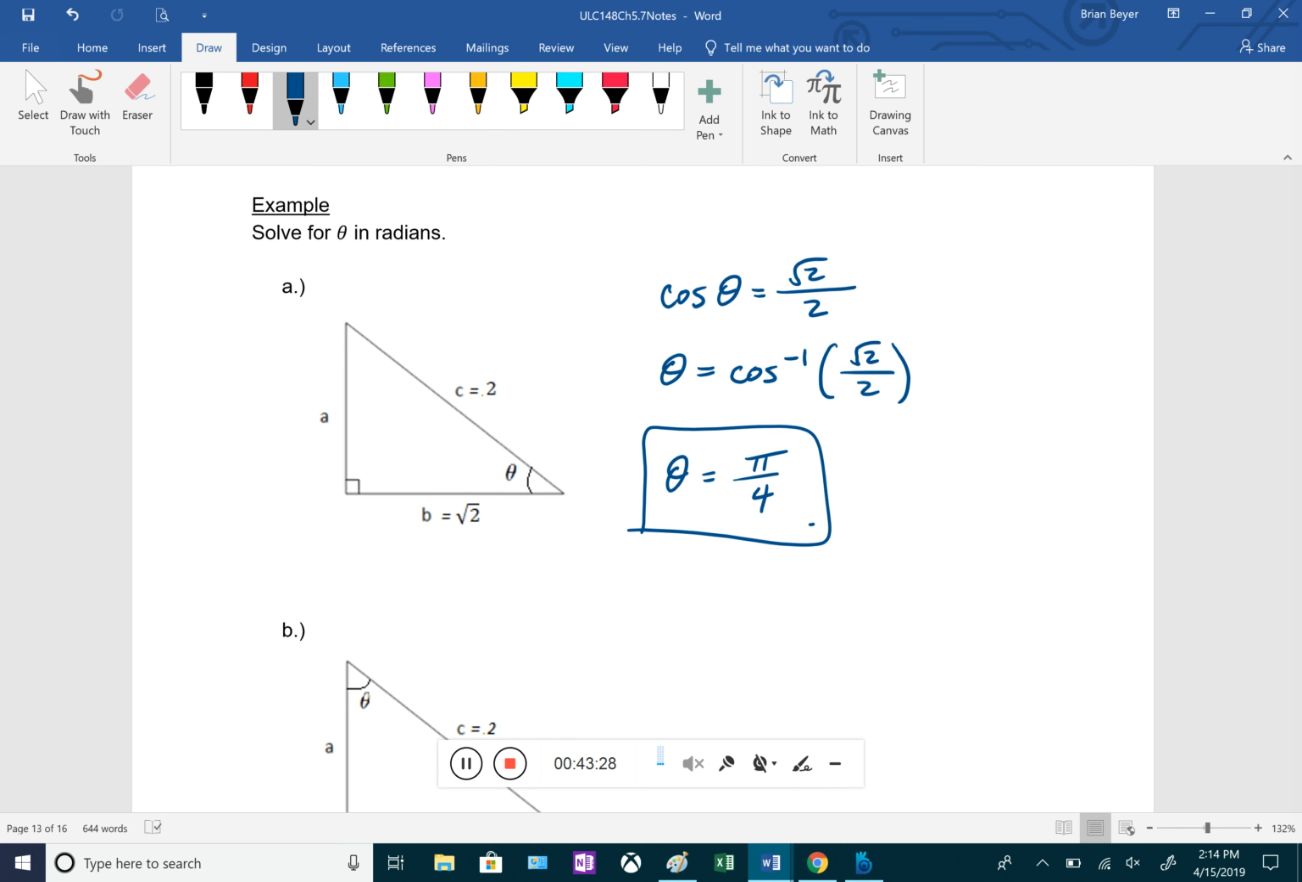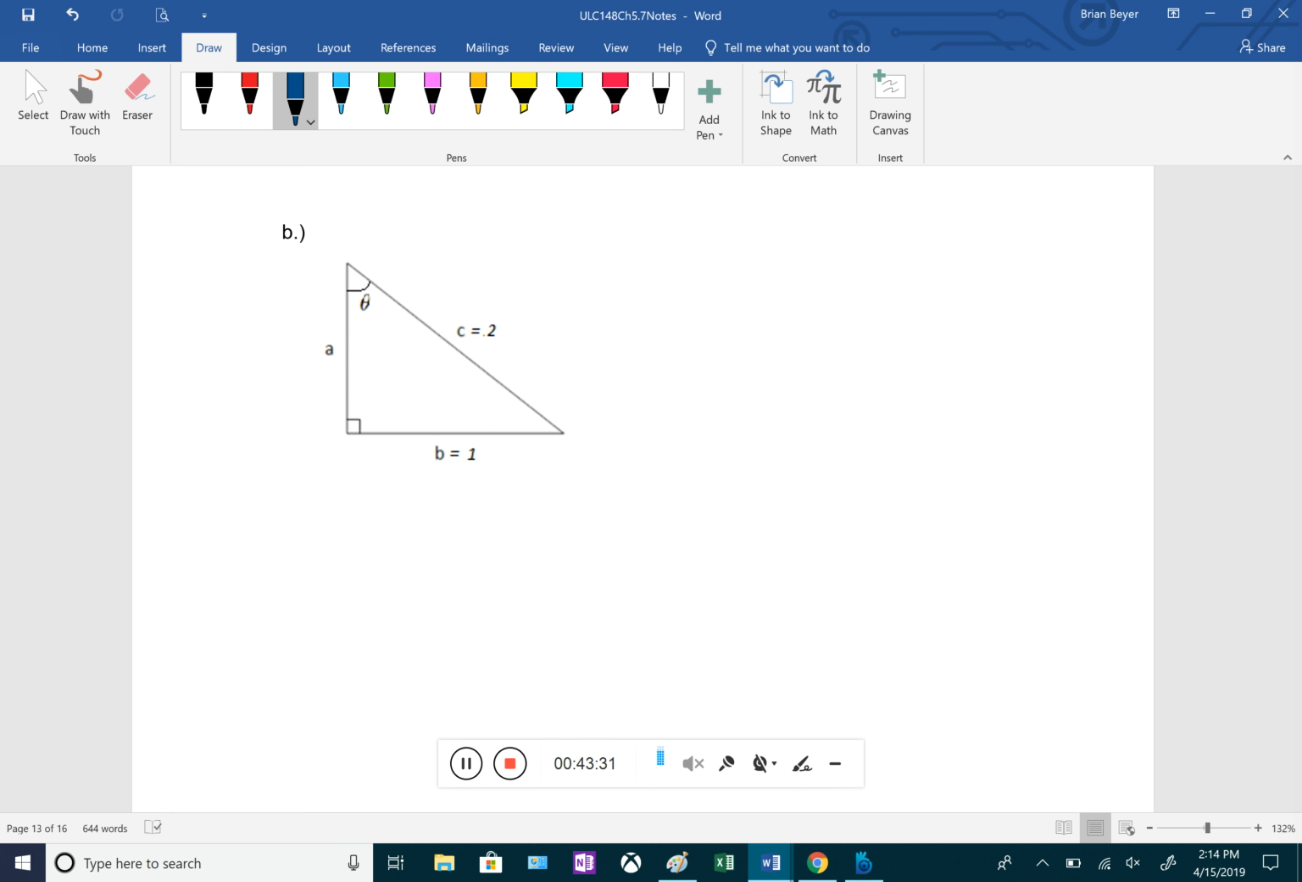Next one, we have this triangle where we have theta up here this time, and we have the opposite side and the hypotenuse. If we're given opposite and hypotenuse, we should be using sine. So sine of theta equals opposite over hypotenuse. This means that theta is going to equal sine inverse of 1/2. Once again, we want this in radians, so you don't just want to plug this into your calculator and get a decimal answer out. So we think to ourselves, sine of what angle equals 1/2 from -pi/2 to pi/2? That would be 30 degrees or pi/6 radians.